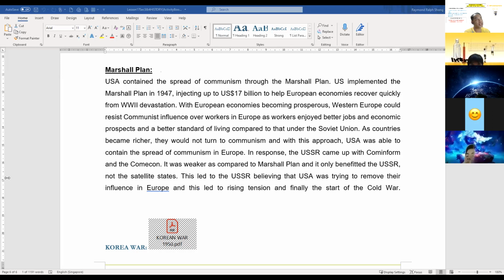So actually what the US wants to show is that we are very capitalist, we are very democratic, we want to give to the Western countries to show that we are prospering, we are not controlling your daily lifestyle, we want everyone to prosper. But the USSR has a different agenda. He wants all the satellite countries to pay tribute to Russia.